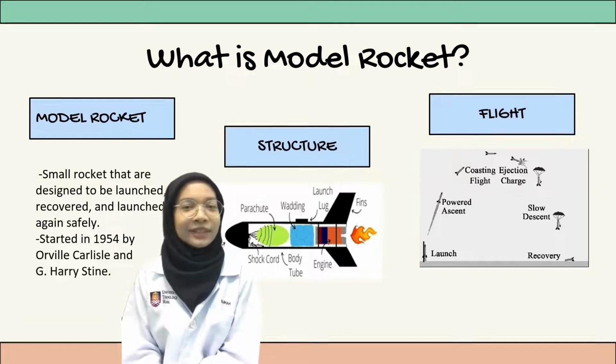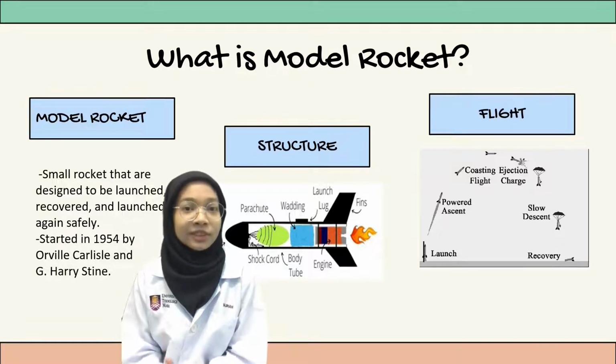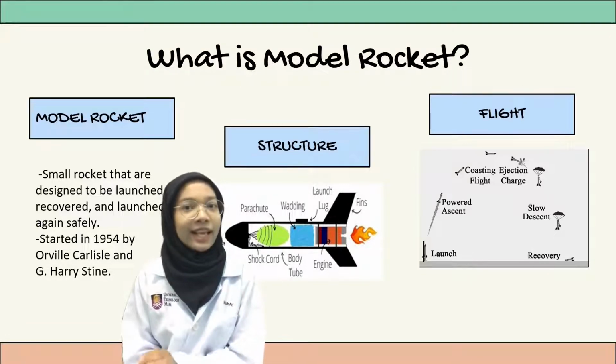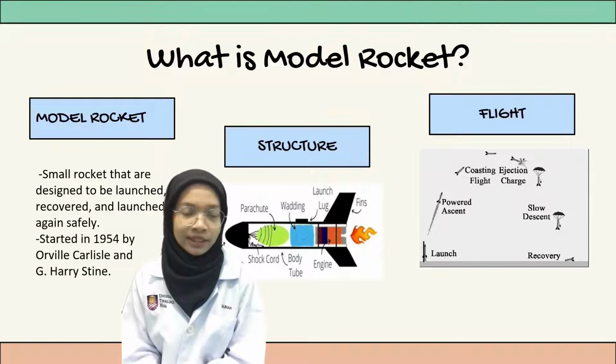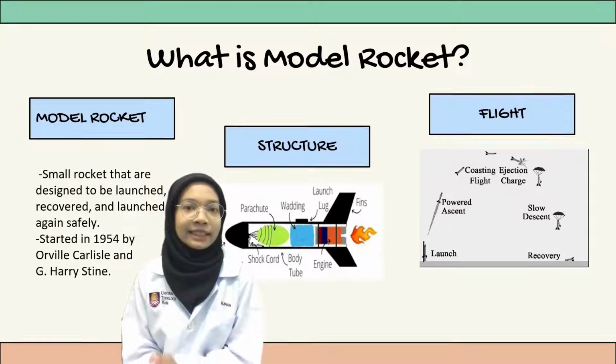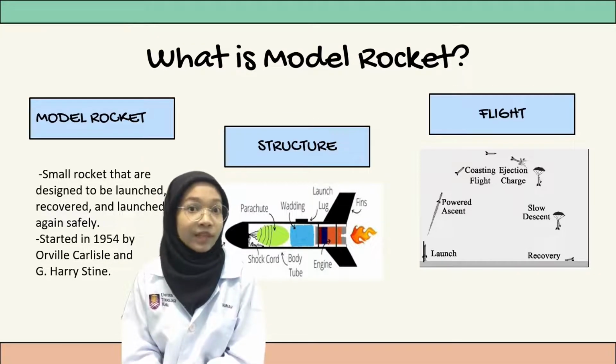So here, as you can see, this is the structure of a model rocket. It has a body tube that keeps all the rocket pieces together, nose cone, shock cord, launch lug, recovery system, parachute, engine, and lastly rocket fins to keep the model rocket flying straight.